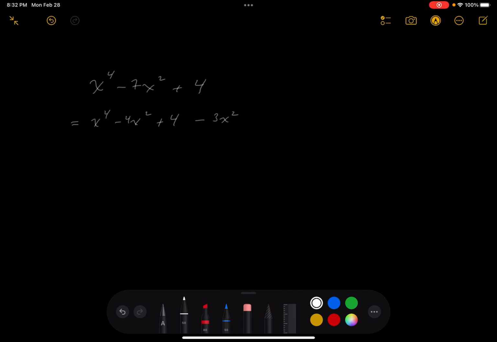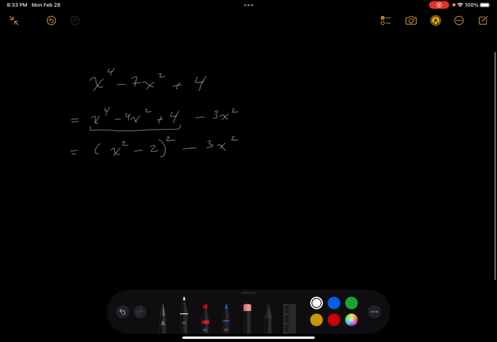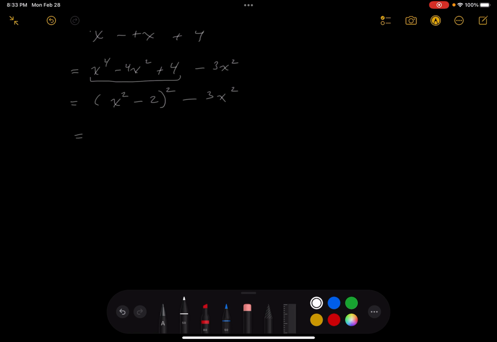Now, I'm hoping you realize that they're equal. And so why would you have done that? Because this is a perfect square. And what would you get over there? You would get (x² minus 2) squared, and I get minus 3x², all right? That's certainly a success story, but I still don't have it factored. But now it's a difference of perfect squares. It's going to be (x² minus 2 plus root 3 x) and (x² minus 2 minus root 3 x), all right?